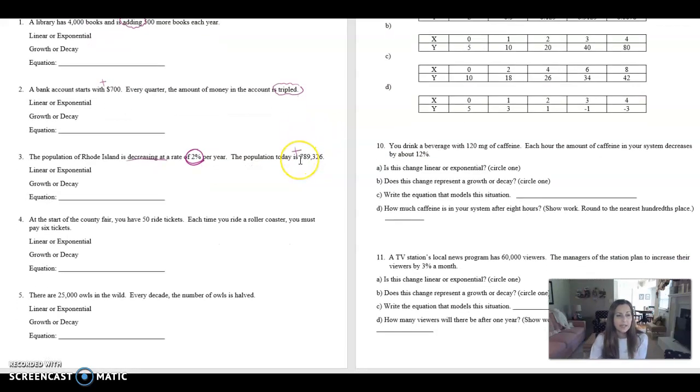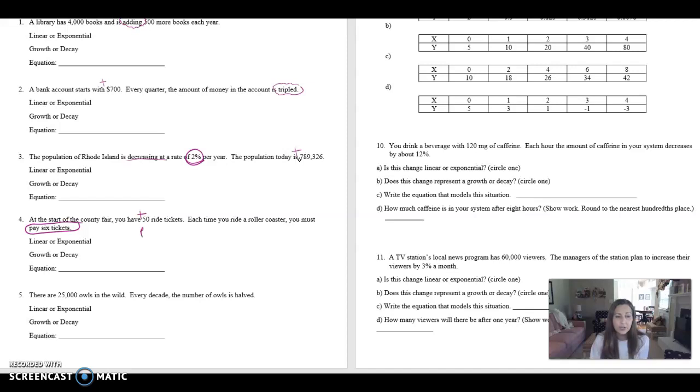Number 4, the start of the county fair, you have 50 ride tickets. That means you have 50 positive little tiny strips in your pocket. I know people don't use tickets anymore. I think everything's electronic, but it used to be old school. You got a ticket. Every time you ride a roller coaster, you must pay 6 tickets.